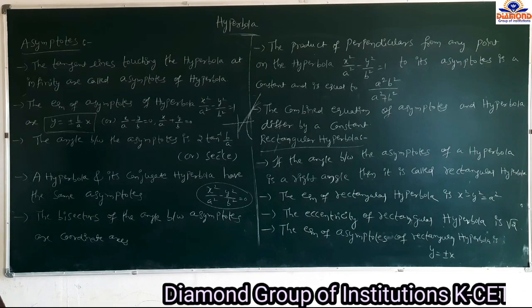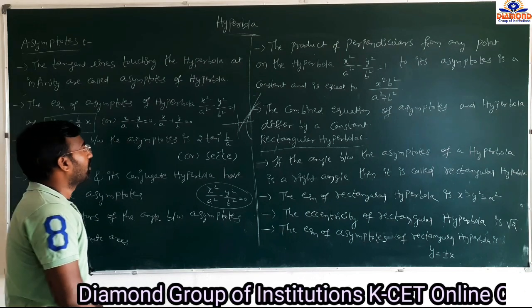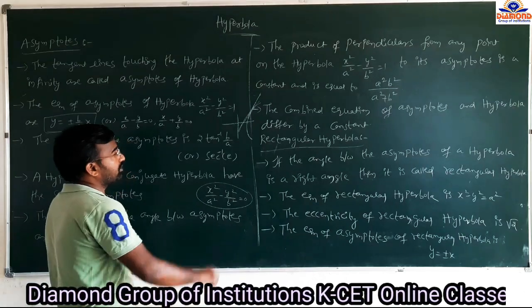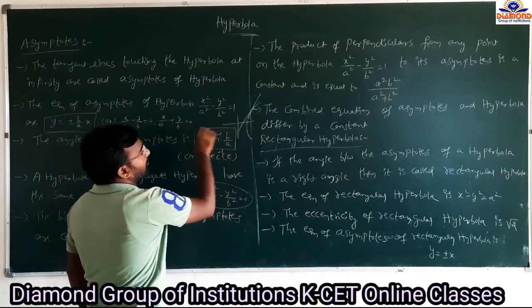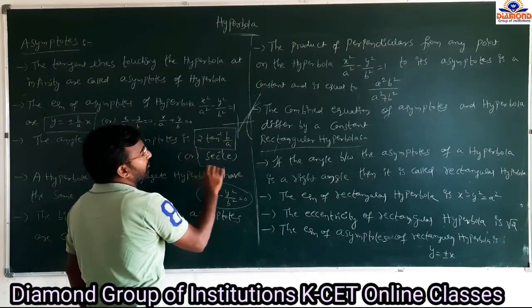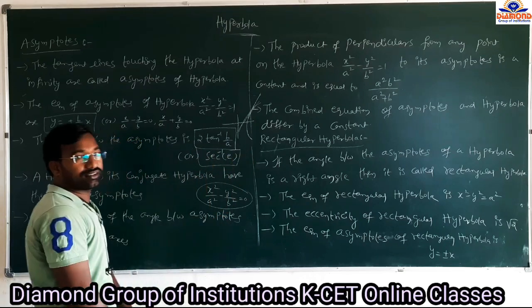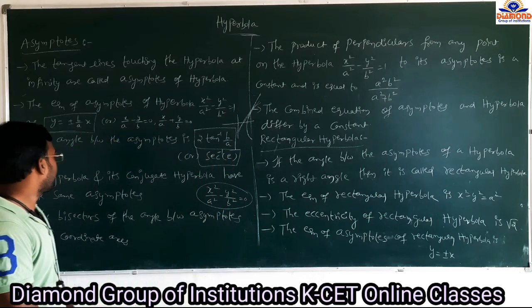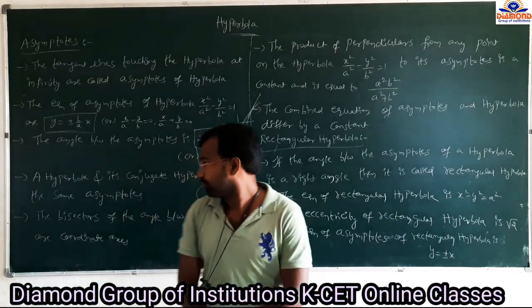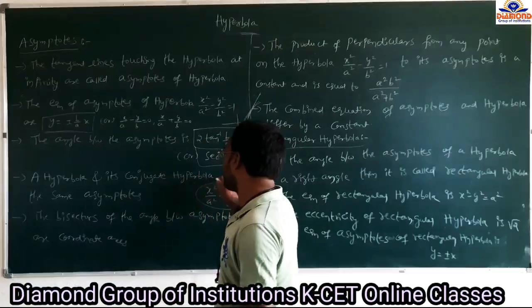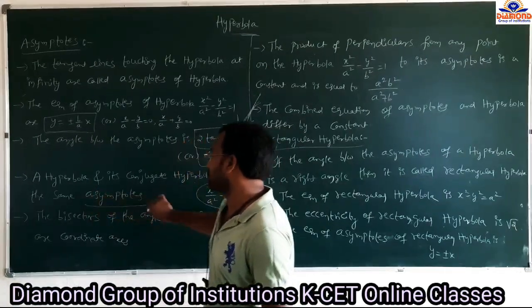Next, the angle between the asymptotes. The angle between the asymptotes is 2 into tan inverse of b by a, otherwise 2 secant inverse of e. E is nothing but eccentricity. Next, a hyperbola and its conjugate hyperbola have the same asymptotes.